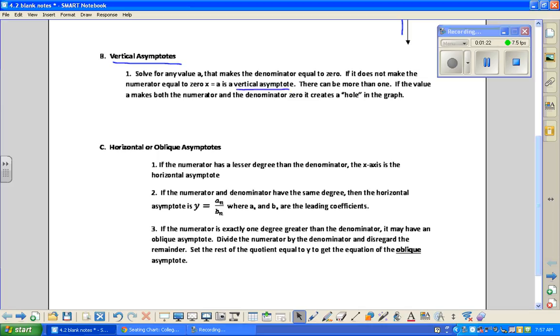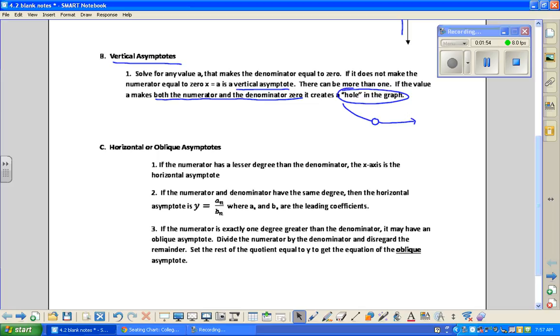There will be some cases where it makes both the numerator and denominator 0, and that will create a different situation. There will be a hole in the graph. Right? So you may have seen that before, where the graph will have a continuous piece, and there will just be an empty spot or a hole in the graph, where it's undefined, but it doesn't create an asymptote because it's 0 in both numerator and denominator.